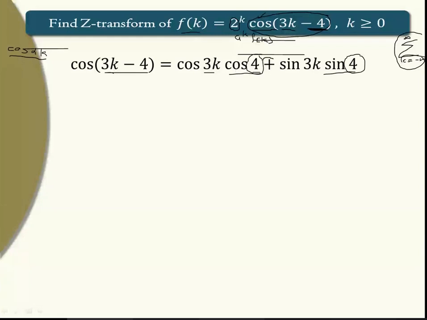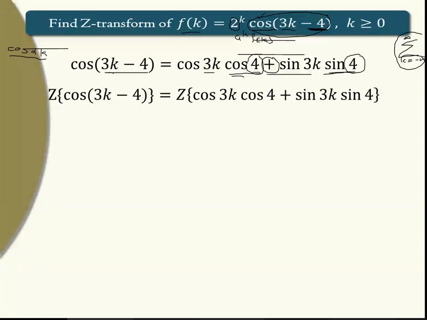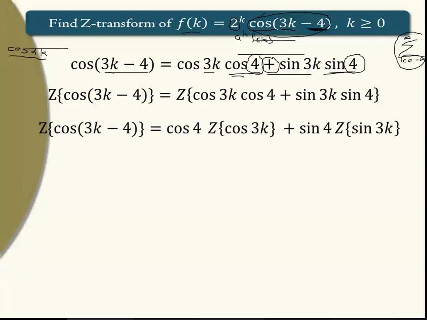And if you are having addition or subtraction, then that also we can separate it out. When we take the definition of Z transform, there we saw linearity property of Z transform, that is constant terms can be taken out and addition or subtraction can be separated. So use that property. Z transform of cos of 3k minus 4 is equal to Z transform of cos 3k cos 4 plus sin 3k sin 4. Take constant terms out.